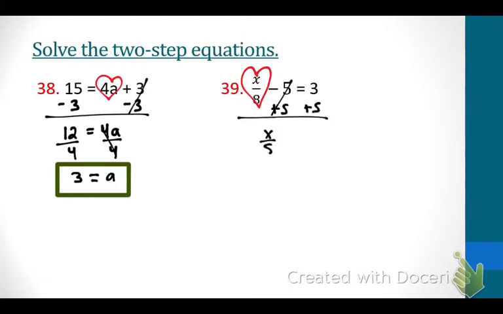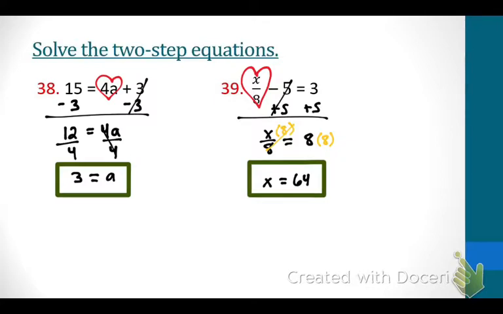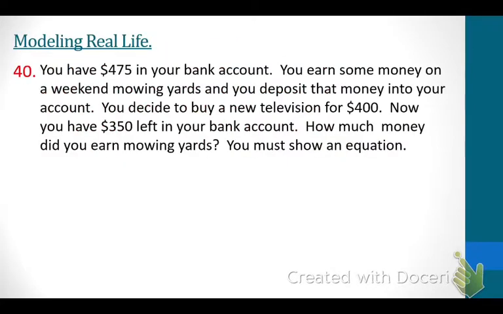Okay, so now we've got X over 8 equals, what's 3 plus 5? 8. Kaylin, keep going. How do I get that X by itself? Multiply by 8 on both sides. Very good. We've got to multiply by 8 on both sides, and what do you get? 64. X equals 64. You are correct. Okay, let's turn to the next page.